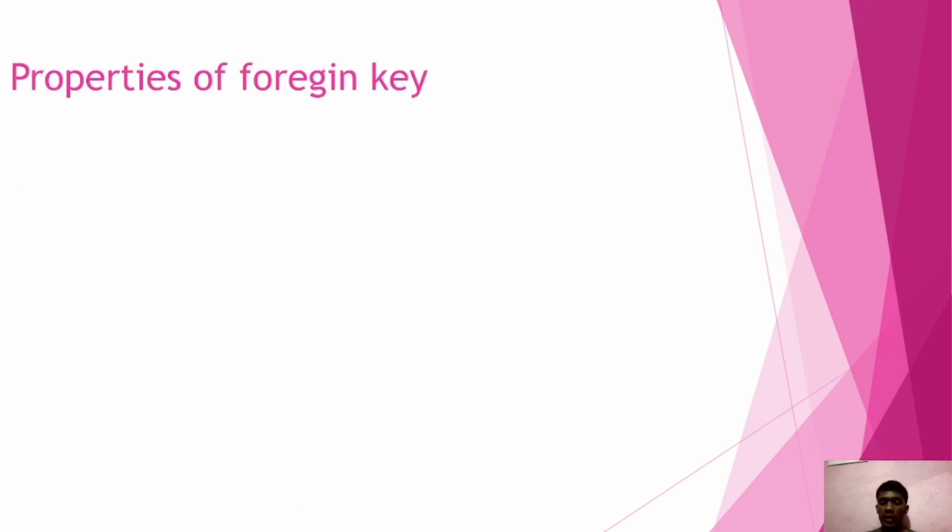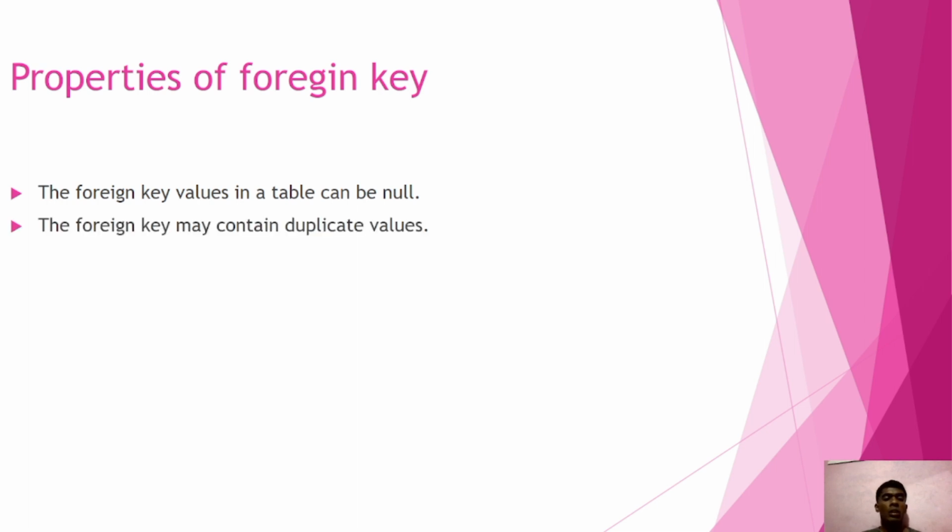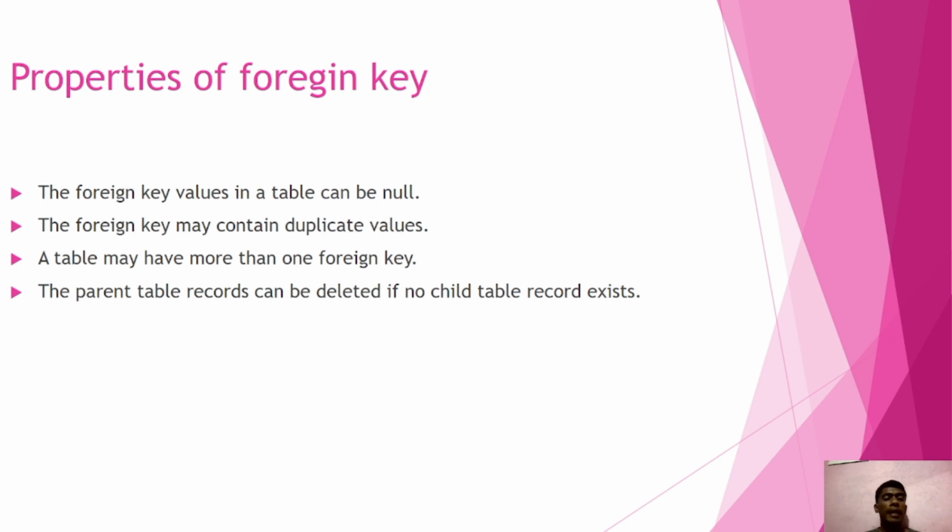What are the properties of foreign key? First property: the foreign key values in a table can be null. The foreign key may contain duplicate values. A table may have one or more than one foreign key. A parent table record can be deleted only if no child table record exists. The parent table cannot be updated if a child record exists.